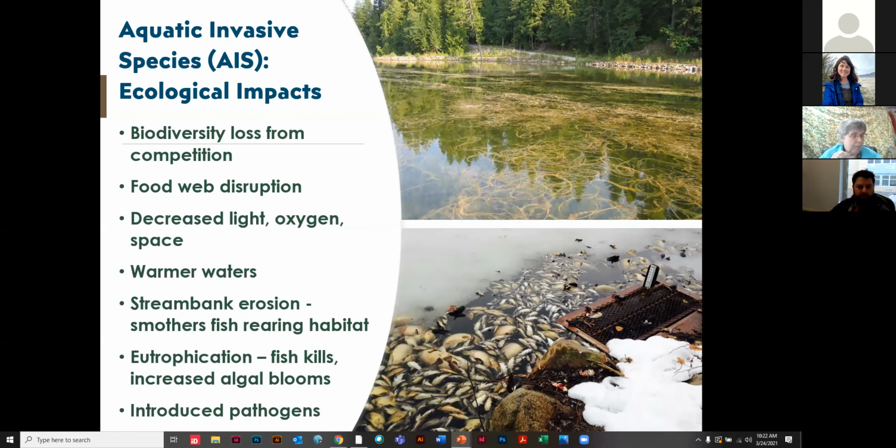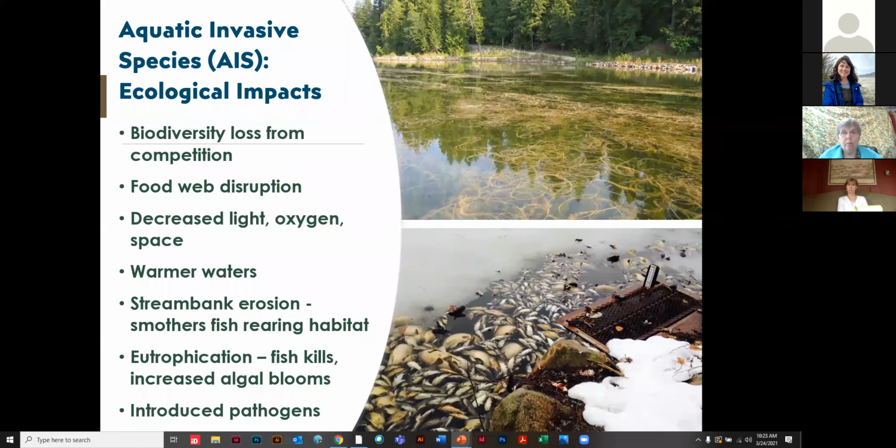Decreased light and oxygen and space and resources for other plant life. A lot of aquatic invasive species, I'll get into this in a second, help lead to having warmer waters, which totally shift our fish populations in general. As I mentioned, I'll do it again and again, stream bank erosion can smother fish rearing habitats. So we're going to smother those little tiny rocks and pebbles where fish lay their eggs and where tiny rearing fish grow up and eat leaves and eat insects and get bigger and stronger, but also can hide.